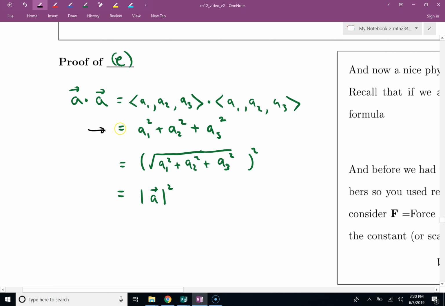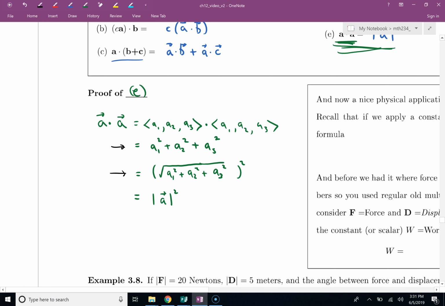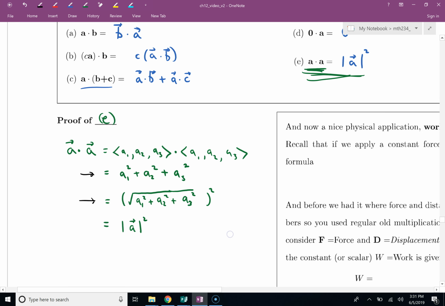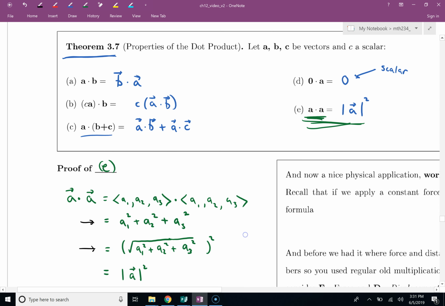And then we decided, well, this is the same thing as... and this is a strange step that you maybe wouldn't necessarily think of, which is why working back and forth a little bit is sometimes nice: introducing this square root and the square. Normally these things would have canceled each other out. But this right here is the same thing as the magnitude of A squared. So that's why this works out. All right, so this is the proof of our E item in this previous theorem.